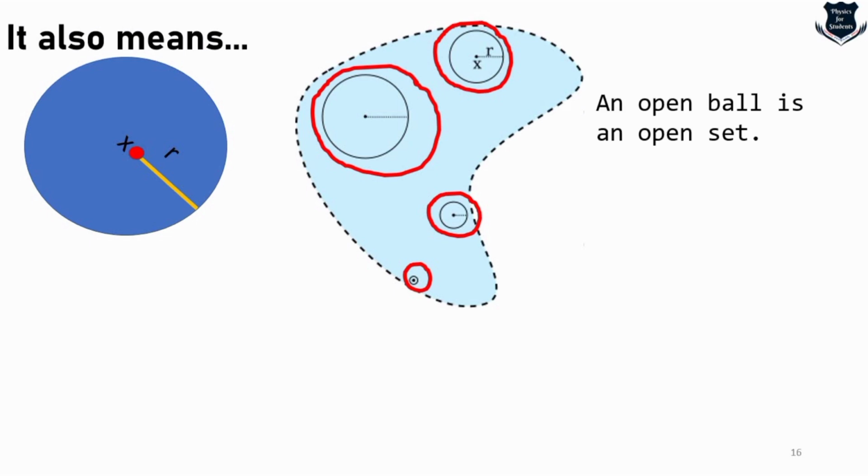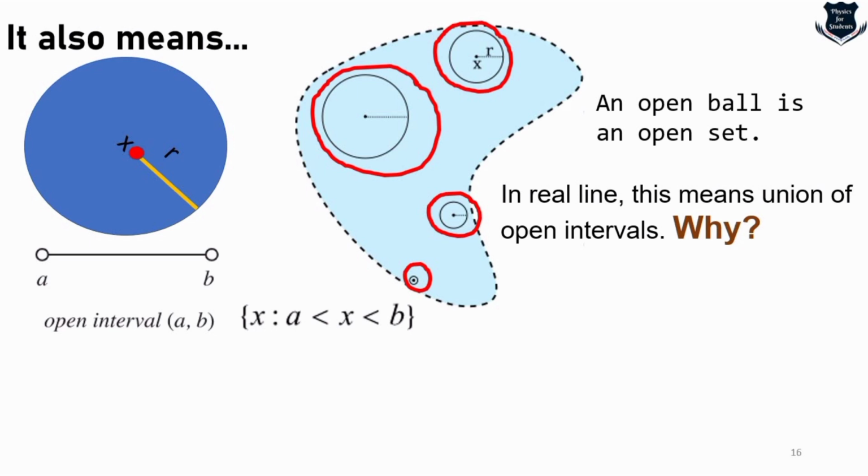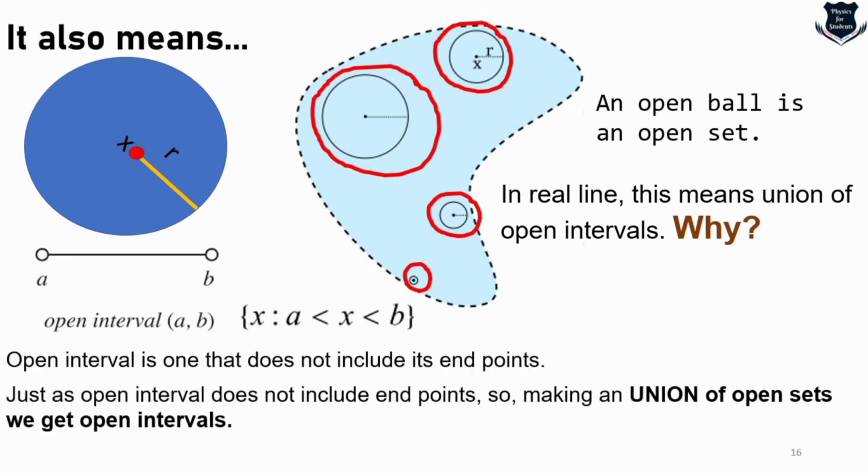Now what we find is that it is easy to see that any open set in a metric space is a union of open balls, right? And an open ball is an open interval in the real line, so this means a union of open intervals. Why? We will just show you. Now see, if this is an open interval, where a is less than x and x is less than b, so here it comes.